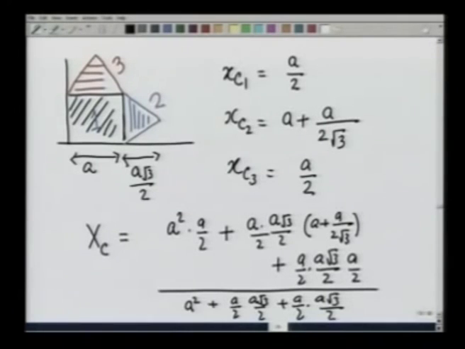That is the formula for x c. And you calculate this comes out to be about 0.594 times a.